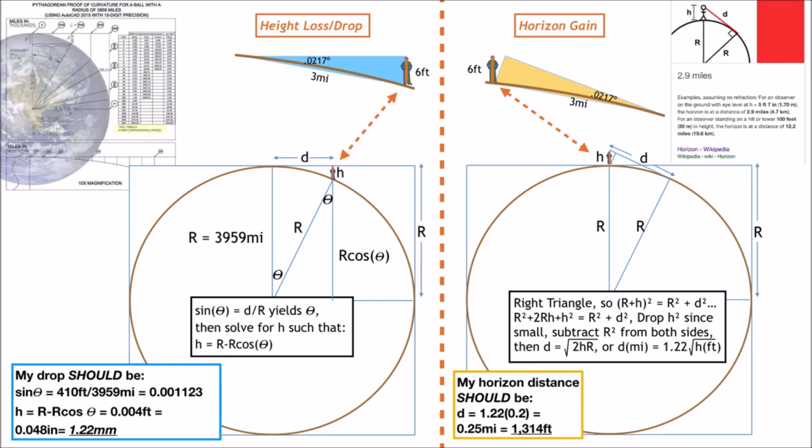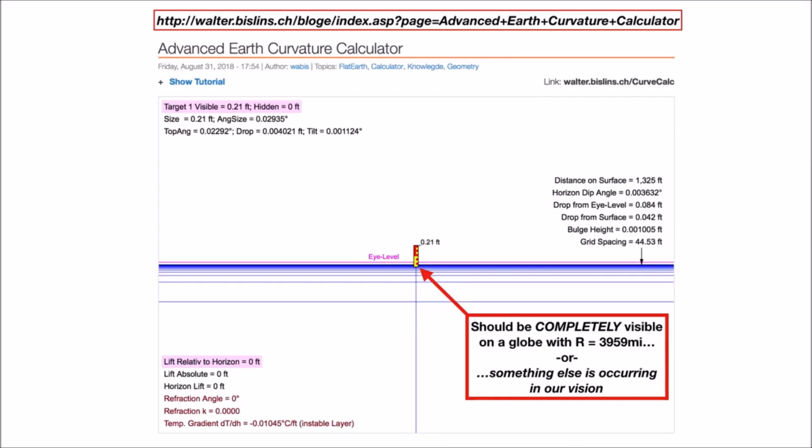Furthermore, my horizon distance should be about 1,314 feet, which is well beyond the 400 feet that we were at. So by all accounts, we should be seeing this entire light the whole time. So if we go to some Earth curve calculators, you can see again by their mock-ups that there should be nothing hidden in this situation. It should be completely visible with a globe with a radius of 3959 miles. Or something else occurs in our vision to cause this effect.